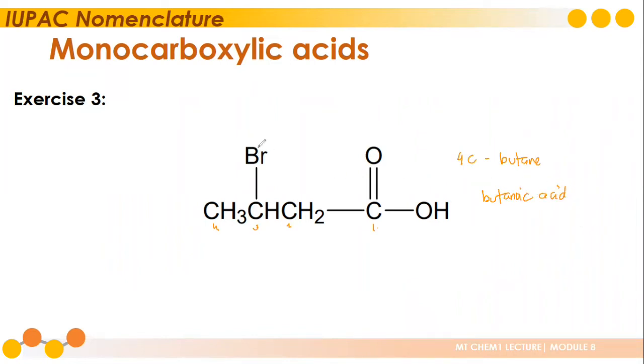And then we have a substituent, which is bromo or bromine, located at our 3rd carbon. So it will be 3 to indicate the location. And then append this on the front of our parent chain. So our final name for this compound is 3-bromobutanoic acid.